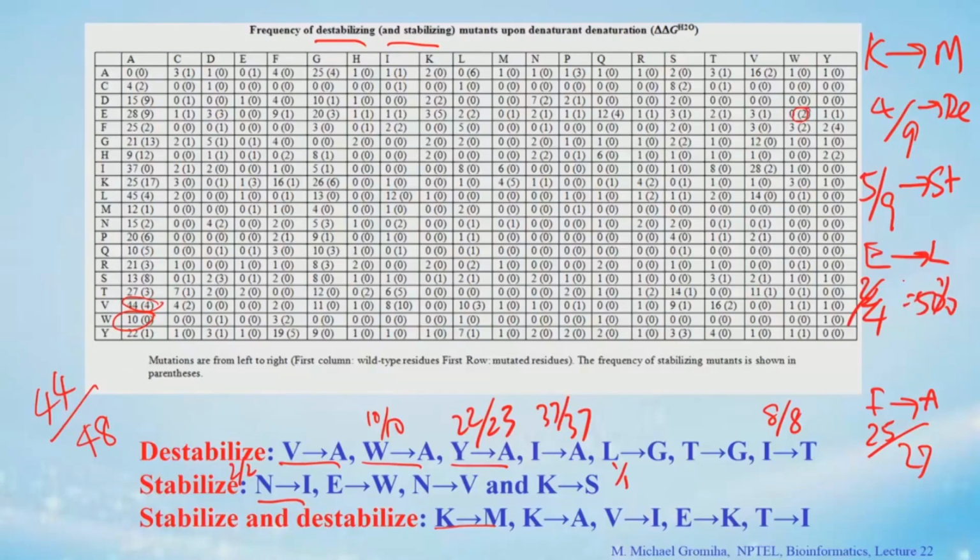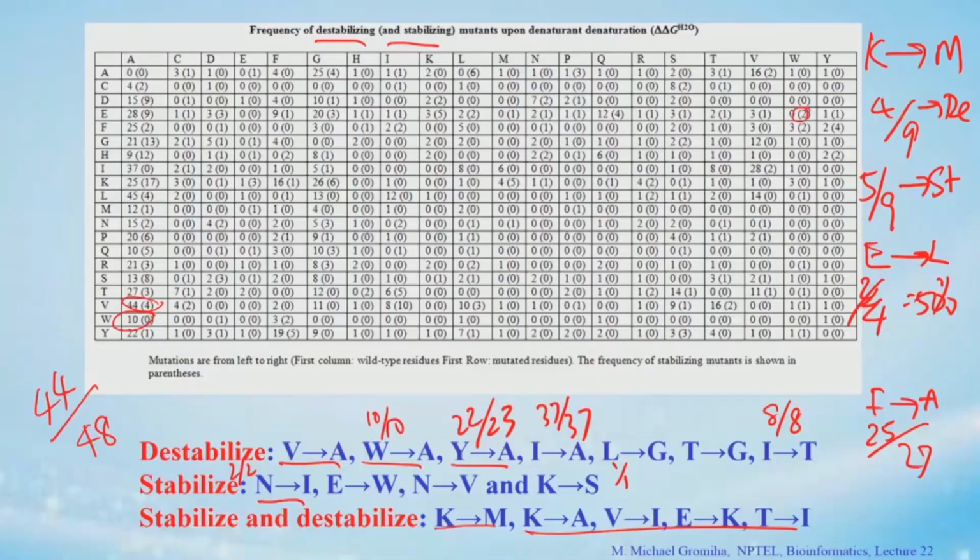So if you do the average assignment method, you can see many mutants are destabilizing, for example valine to alanine. If you have a new mutation valine to alanine, you can assign that this is destabilizing. Or if you find a mutation, asparagine to isoleucine, you can easily say that this will stabilize.